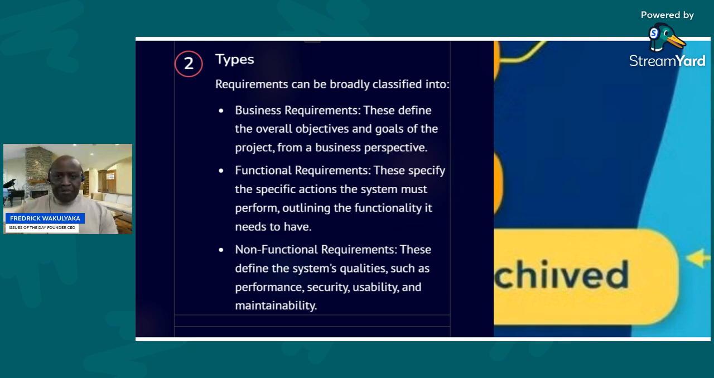Requirements can be broadly classified into business requirements. These define the overall objectives and goals of the project from a business perspective. Functional requirements. These specify the specific actions the system must perform, outlining the functionality it needs to have. Non-functional requirements. These define the system's qualities such as performance, security, usability, and maintainability.